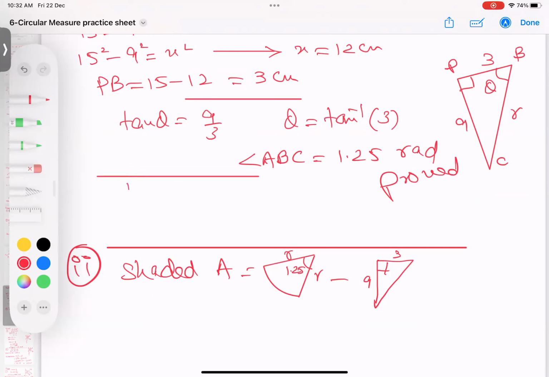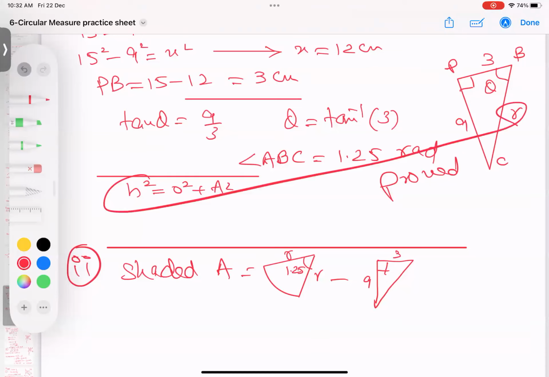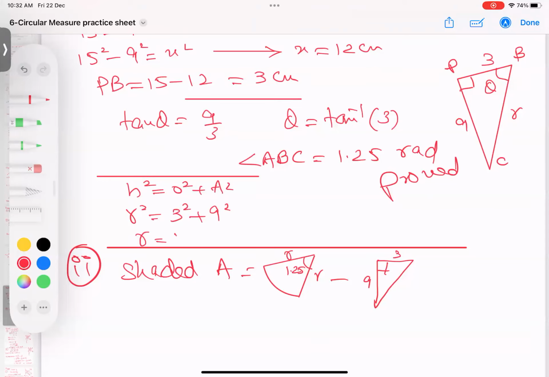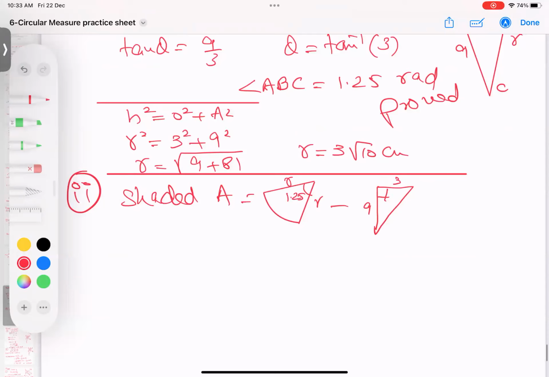So hypotenuse squared equals opposite squared plus adjacent squared. The hypotenuse is the radius. So radius squared is 3 to the power 2 plus 9 to the power 2. When I take the square root on the other side, 9 plus 81, I get 90. So 3 root 10 is the radius. Now you can find it easily: half r squared theta minus half into base into height. But you have this angle and this side, so you can also use half into AB sine theta.